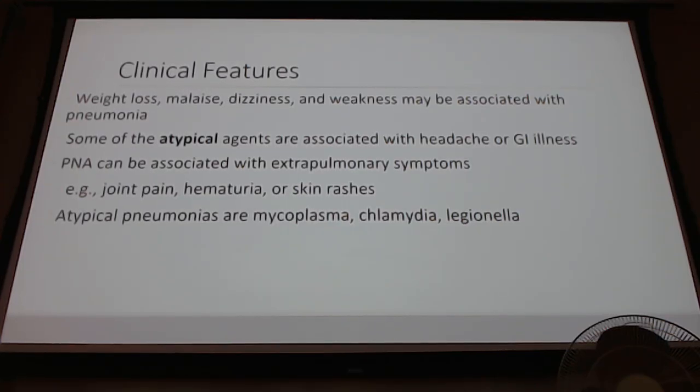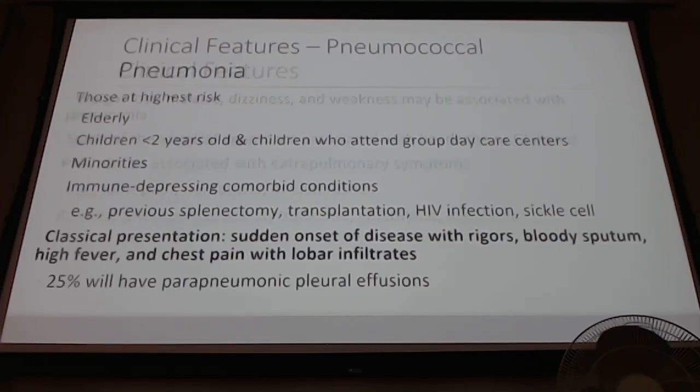And then the atypical pathogens like your Legionellas will present with GI symptoms, so you might get nausea, vomiting, diarrhea, and some belly pain. You can also get neuro symptoms with it as well, so you'll have a headache with your Legionella. And then you can get extrapulmonary symptoms: joint pain, hematuria, skin rashes. Not as common, but it is possible.